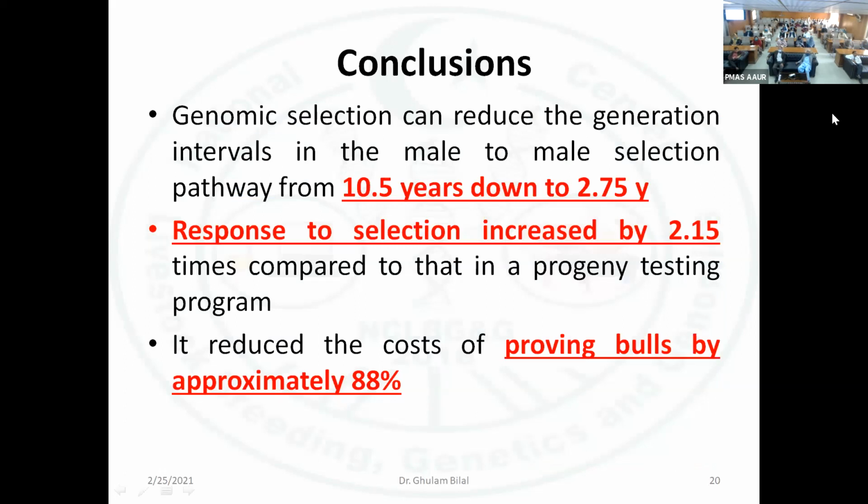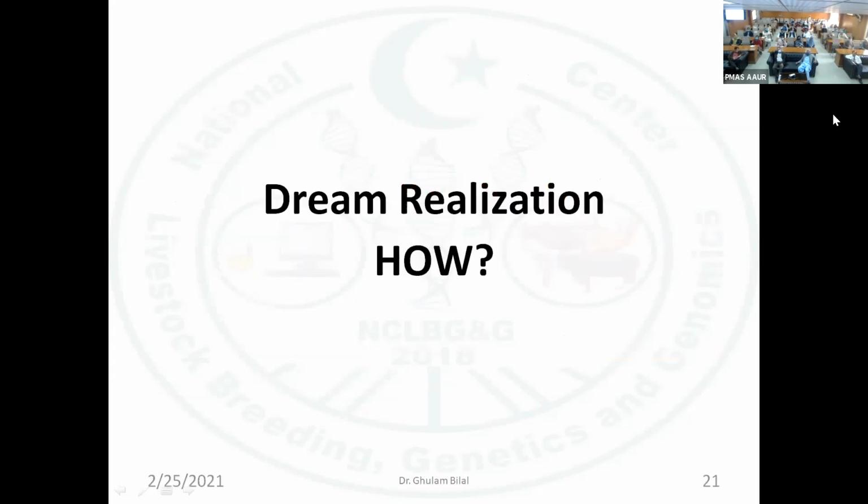This is the conclusion. We were able to reduce the generation interval from 10 years in a typical progeny testing program to around 3 years. And then response to selection was increased 2 times, and the cost of proving one bull was reduced by 88%. So we need to invest a lot of resources to prove a bull, whether it is used for AI and widespread use for farmers. So the cost of genomics is not that much as compared to a typical progeny testing program. But we are not experts of economics, so we might have made some mistake in this. But our results were not very different from the international studies who have done the same comparative study of genomics versus progeny testing program.